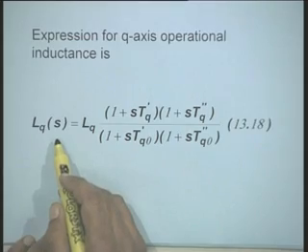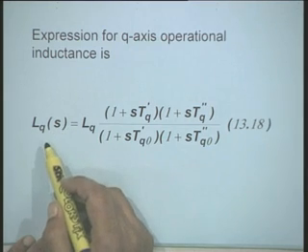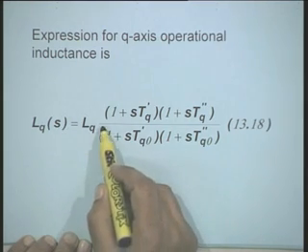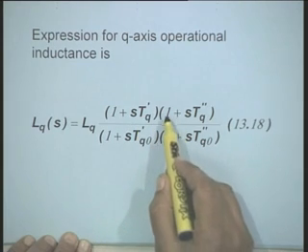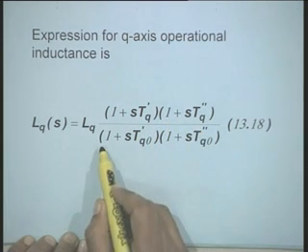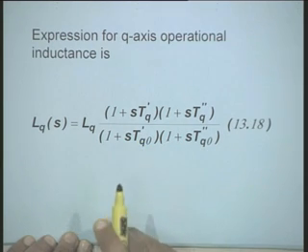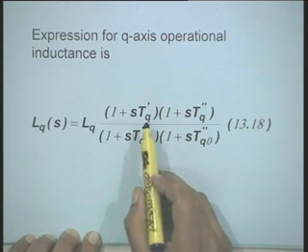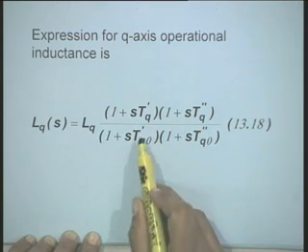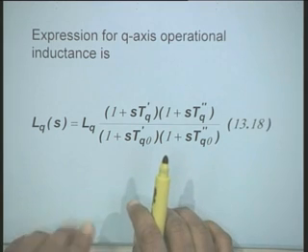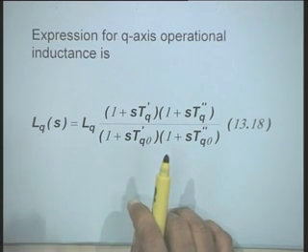Before I correlate, I will write one more expression. If we follow the same approach as we have done for the d axis, we can write the expression for LQS, that is the operational quadrature axis inductance, as LQ multiplied by 1 plus S times TQ prime into 1 plus S times TQ double prime, divided by 1 plus S times TQ O prime into 1 plus S times TQ O double prime. Again, these four time constants are the standard parameters of the synchronous generator.